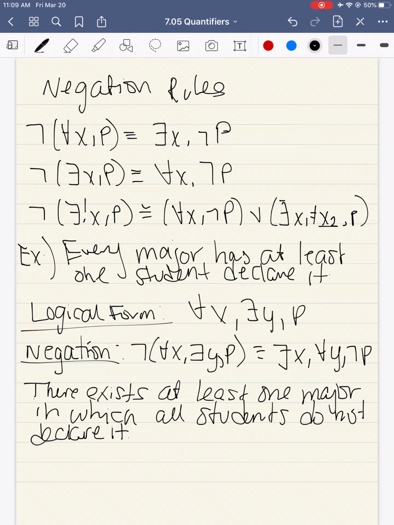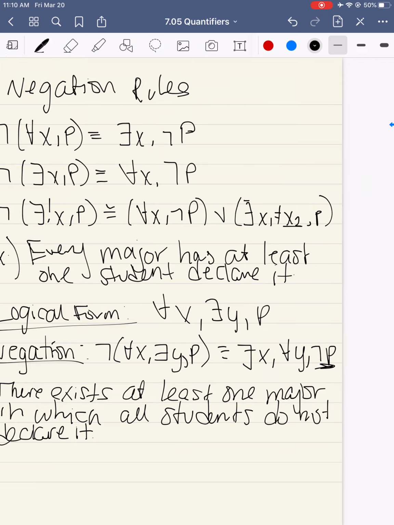So again, make sure that we are saying not P. That is one thing that a lot of students that I've seen leave out, is that when we negate the whole statement, we need to make sure we're negating the P. So students are not declaring. So the opposite of every major has at least one student declare it is there exists at least one major in which all students do not declare it.